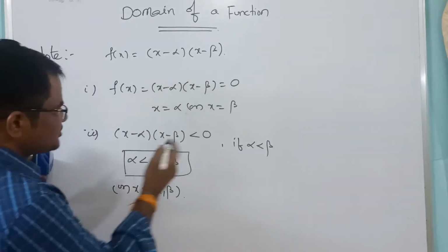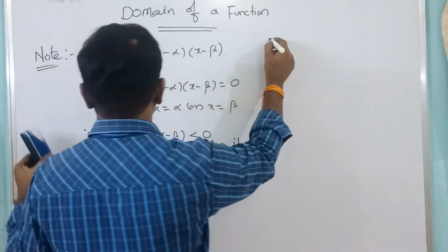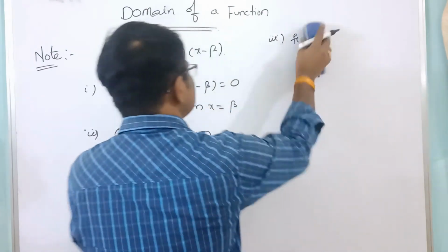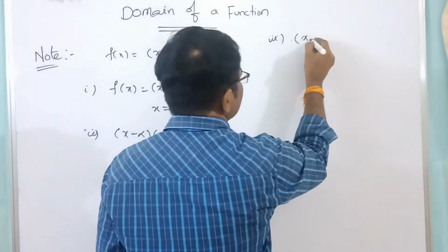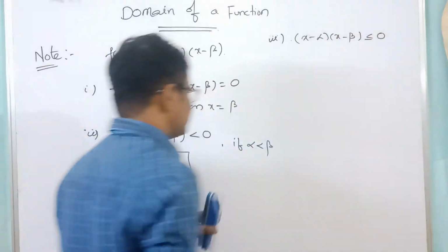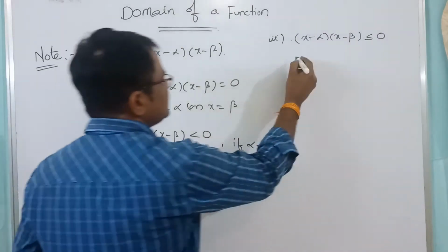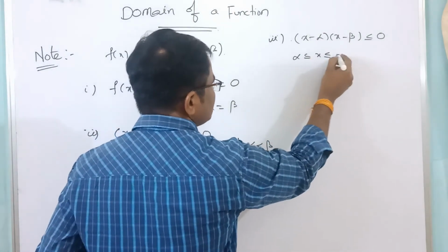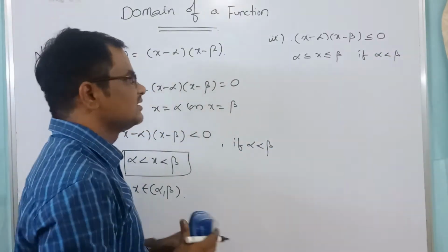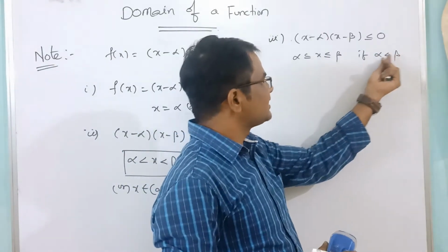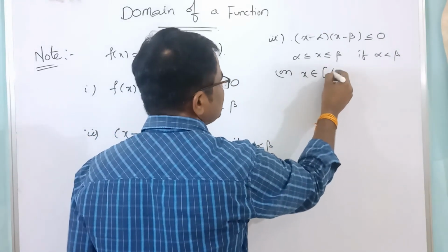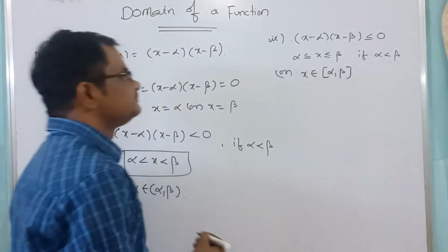Next, the third one: f of x equal to x minus alpha, x minus beta less than or equal to 0 is there. Here, alpha less than or equal to x less than or equal to beta. Here also alpha is less than beta, so beta is greater than alpha. Or you can write x belongs to the closed interval alpha beta.